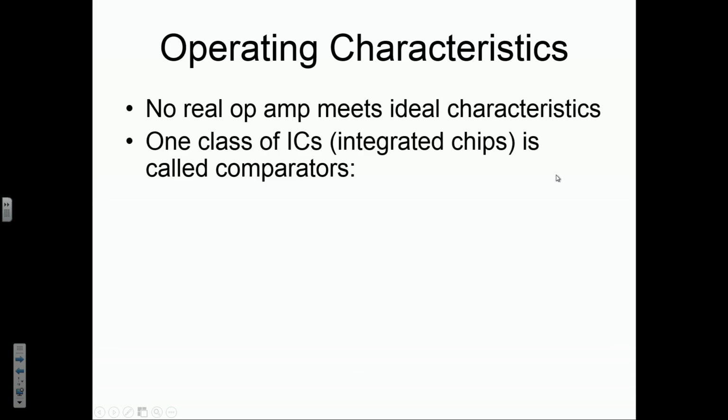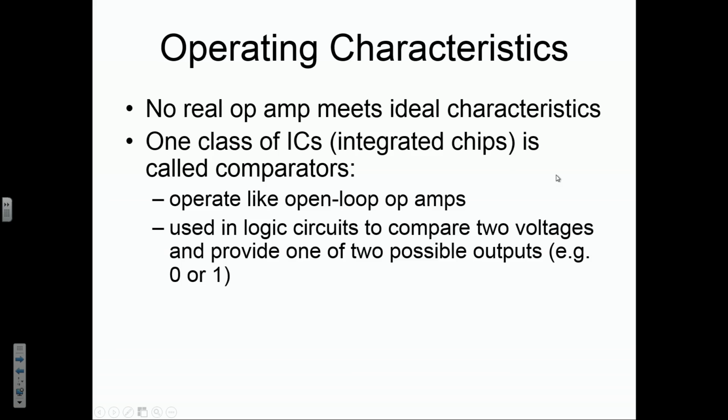Now, one class of ICs, which is a short term for integrated chips, is called comparators. And they operate like open-loop op amps. And they're used in logic circuits to compare two voltages and provide one of two possible outputs. So think just for a moment, going back to the early lectures in this semester about measurement and control.